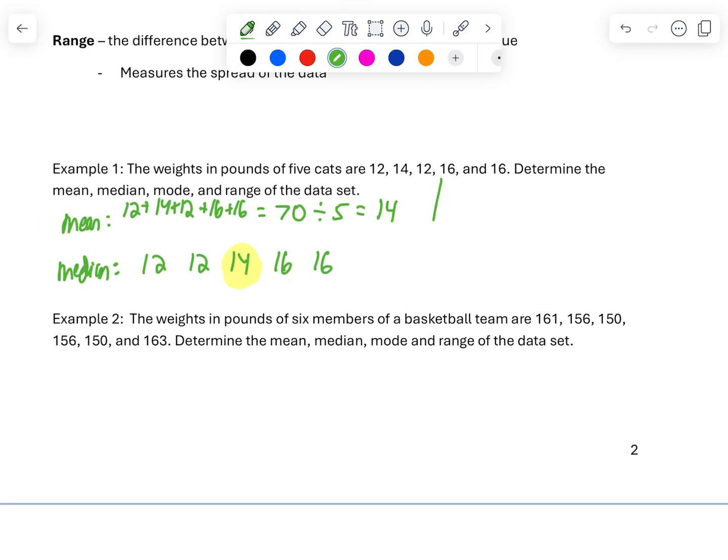Next, we have our mode. That is the number that appears the most often. So here, notice we have 12 appearing twice, 14 appearing once, and 16 appearing twice. So we have a tie for the number appearing the most, which is 12 and 16. So here we have 2 modes, which is 12 and 16.